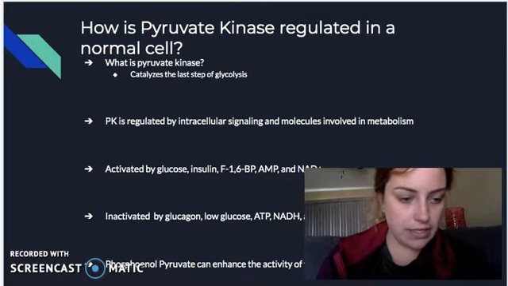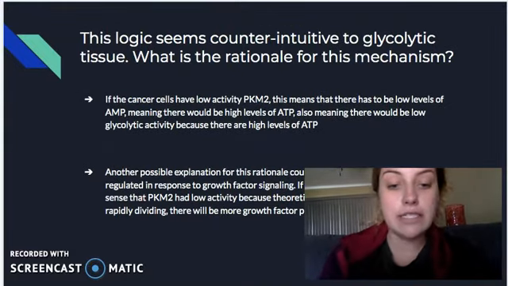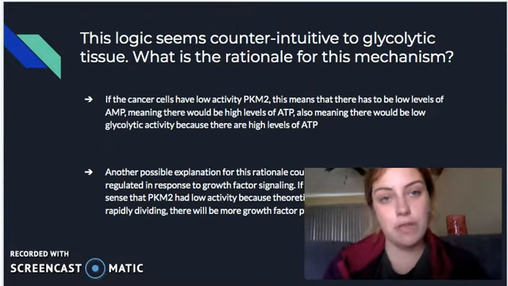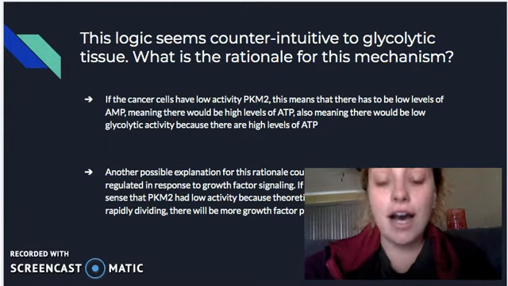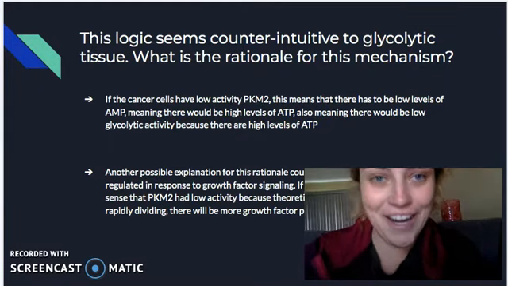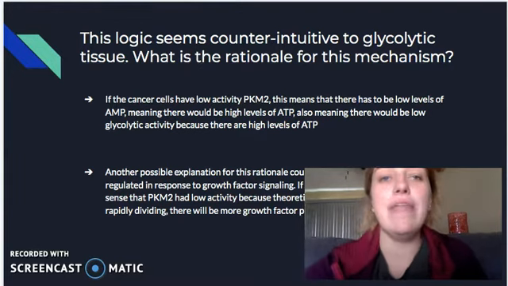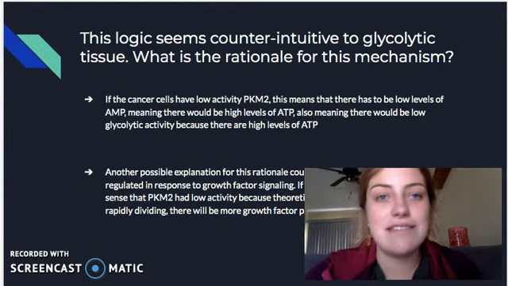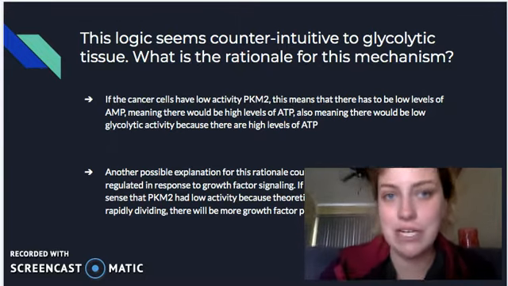On to the next part of that question. This logic seems counterintuitive to glycolytic tissue. What is the rationale? This is what I had the most trouble with. This was very hard, but after I sat down for, I'll be honest, a couple hours, got up, walked away, and thought about it, I came up with a couple things. I'm not sure if it's right, but I don't think the point of this is to be fully correct. I think it's just to really think critically. So here's what I got.